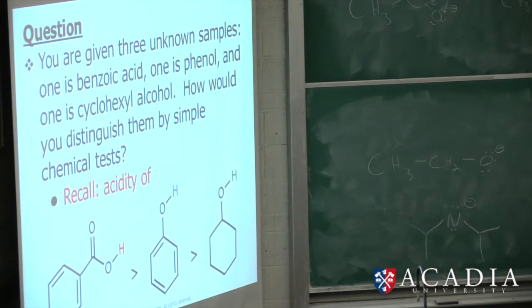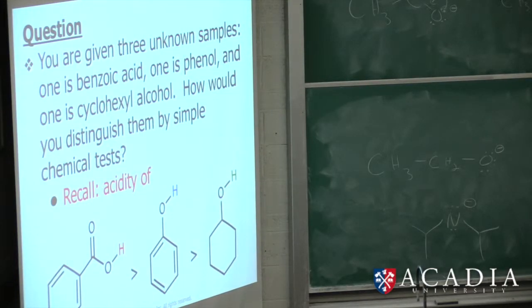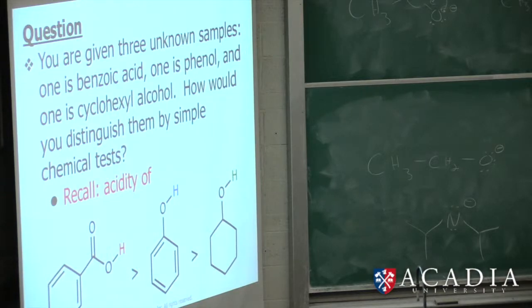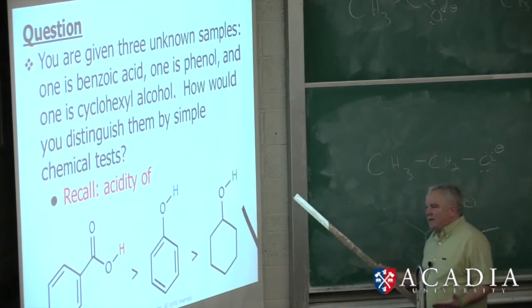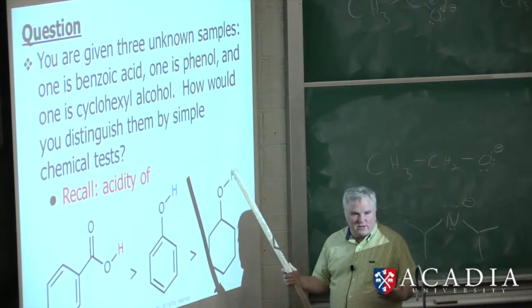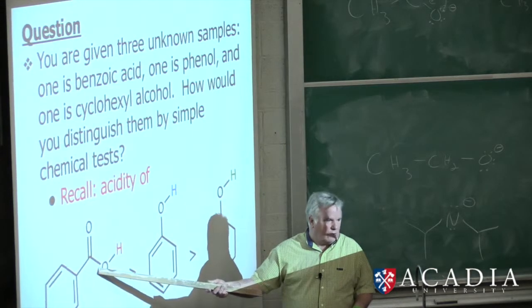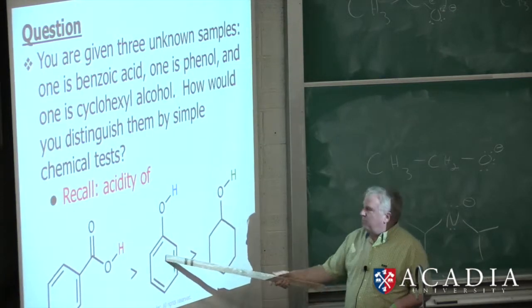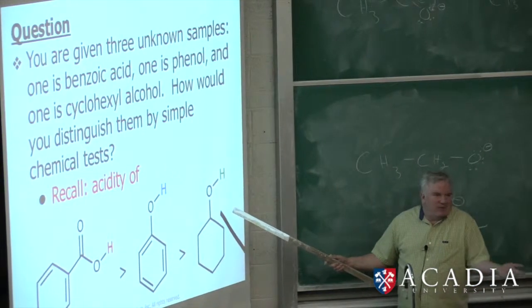And this is just, take a look, you're given 3 unknown samples. One is benzoic acid, one is phenol, and one is cyclohexyl alcohol. How would you distinguish them by simple chemical tests? Well, in actual fact, you might look up and you might find that if you were given this, it would actually be a powder, okay? This is also a powder, and this is probably an oil. It's probably not a powder. So that might give you a hint.